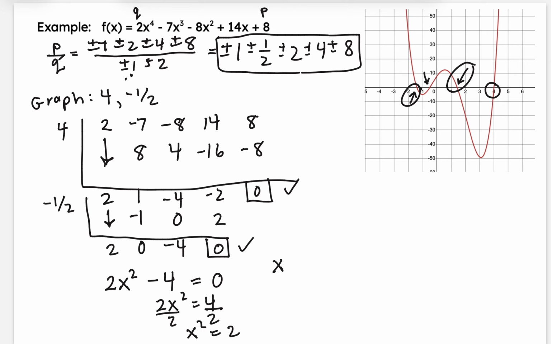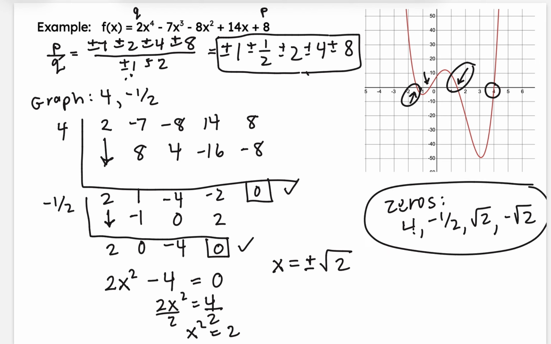So then if I'm taking the square root of both sides, I know I'm going to have a positive and negative square root of 2. So if I took the square root of 2 on a calculator, I'm going to get 1 point something and -1 point something. And so those numbers were irrational. That's why they were not on our rational zero list, but they are still zeros. So all of my zeros together are 4, -1/2, square root of 2, and negative square root of 2. Again, I know there should be 4 zeros because this is a 4th degree polynomial. So that's where I should start at the beginning, identifying how many zeros I have.